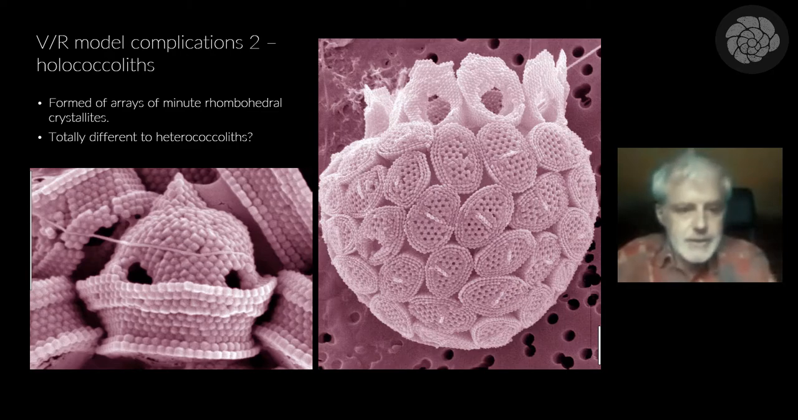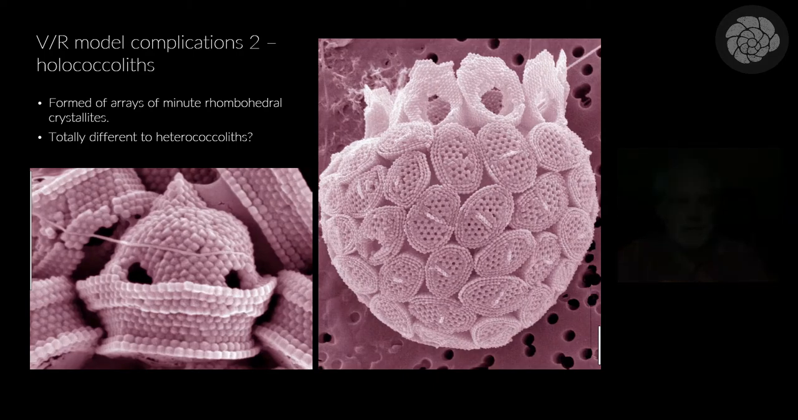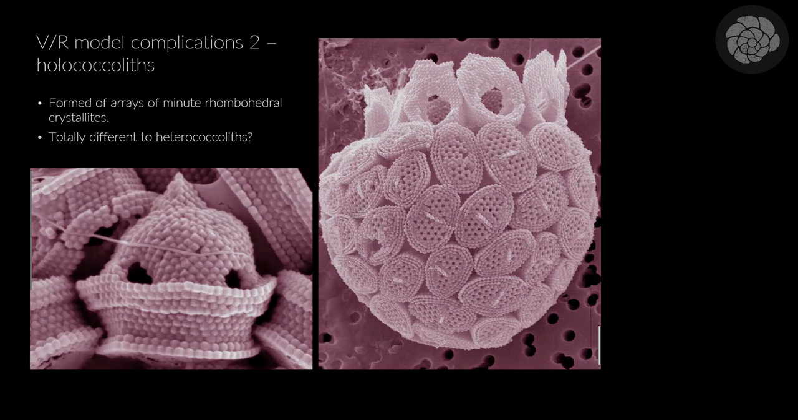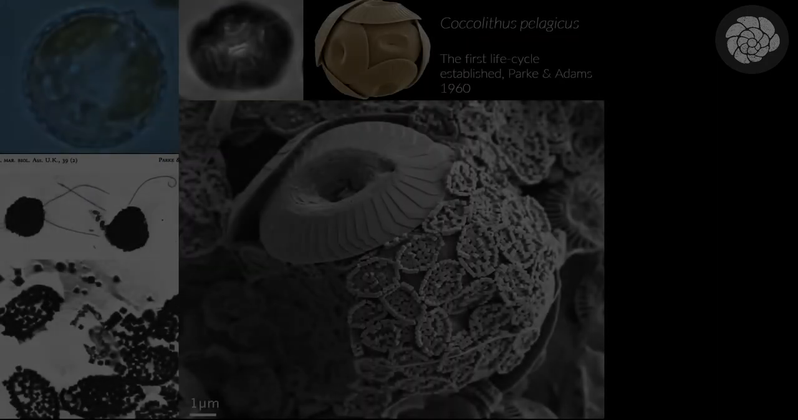But they're all the same size, and they're beautifully arranged in tiers and structures and in nice sheet-like arrays to make the final coccolith morphology. And it's a very different biomineralization process. Quite logically, when people first realized we've got these two different types of coccoliths, holococcoliths and heterococcoliths, it was assumed they were just different families of coccoliths, taxonomically different groups.